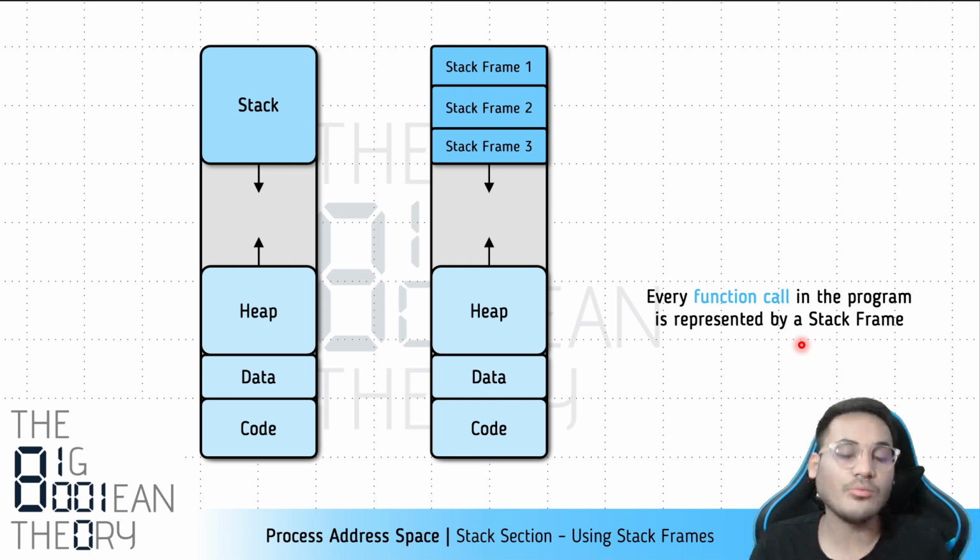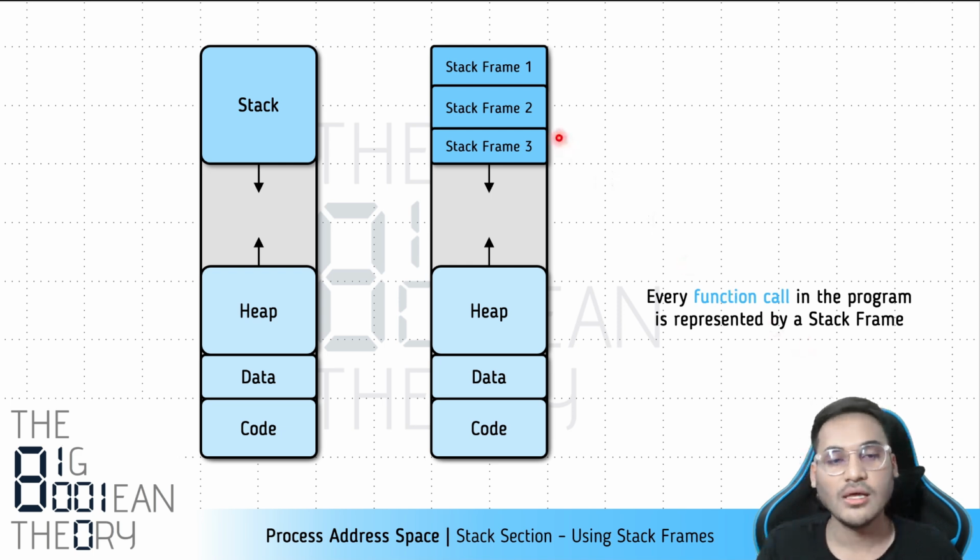A very important point to note here is that I'm not talking about the function code, I'm talking about the function call. The same function can have multiple instances, it can be called multiple times, and the stack frame is used to represent the function call, not the function. So every function call in the program, when it is executing, is represented by a stack frame.